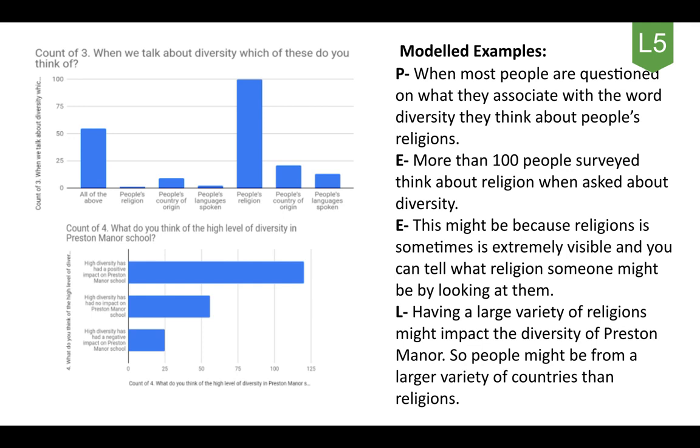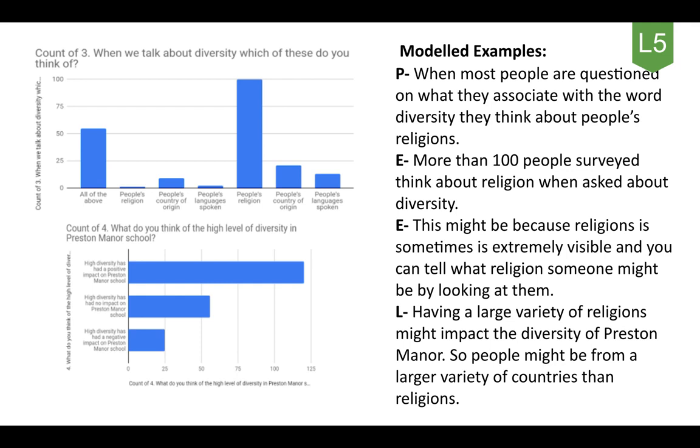Languages spoken, we might hear them, but religion is sometimes shown by the wearing of a headscarf or a turban. So it can be quite obvious what religion someone is when we are looking around our community. And of course, having a large variety of religions has an impact on the diversity of Preston Manor. It's a type of diversity. It's not the only one. We've mentioned some others here, people's country of origin and people's languages spoken, but it isn't the only one.